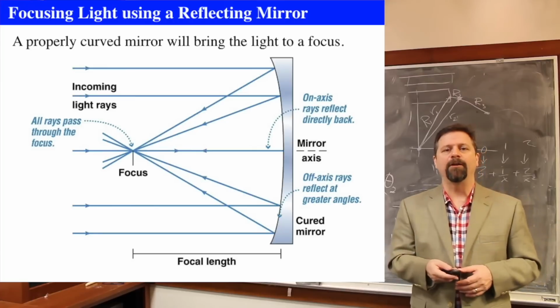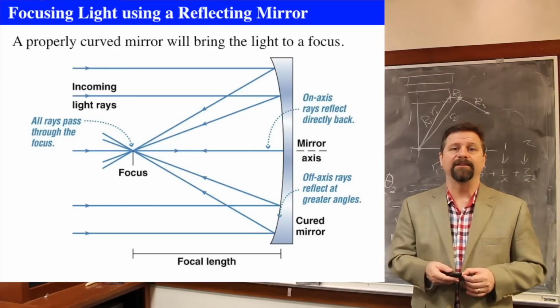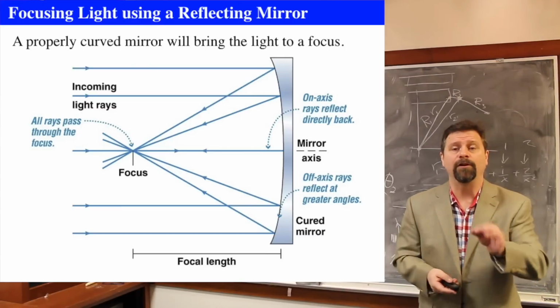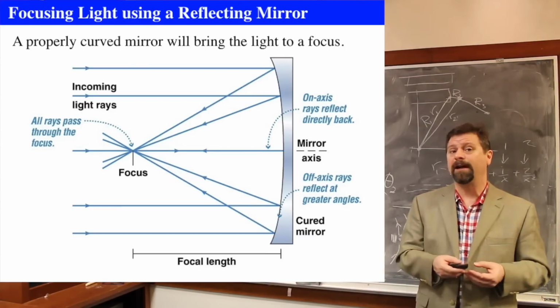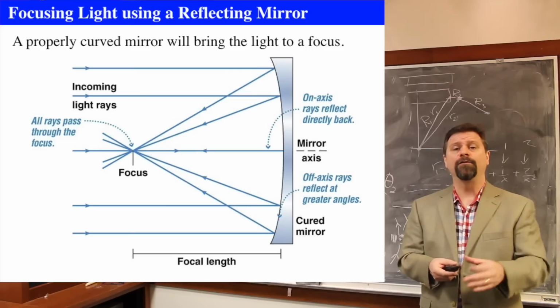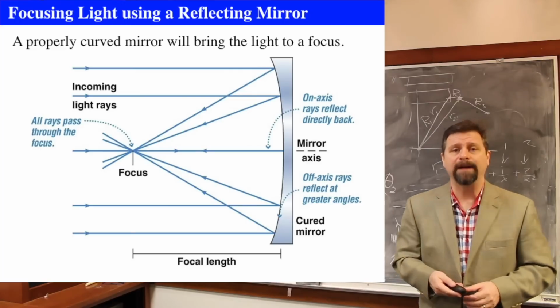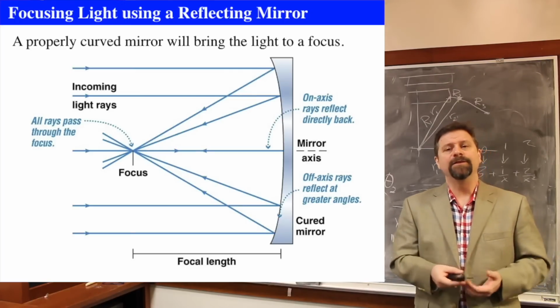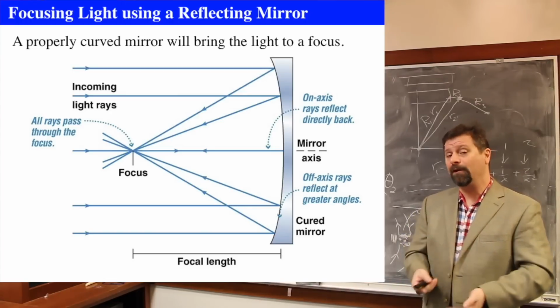So we typically use a parabolic shape for telescope mirrors to focus it all at one point, because that's kind of the definition of a parabola. Straight lines come in, they all go to the focal point of the parabola. All right, so this is another way that we can focus light.